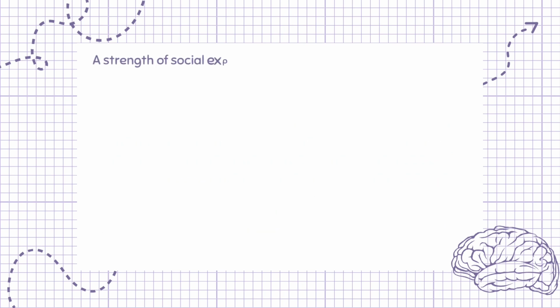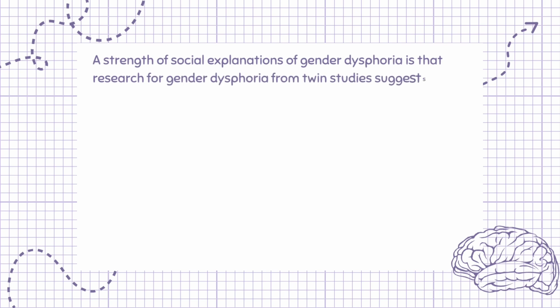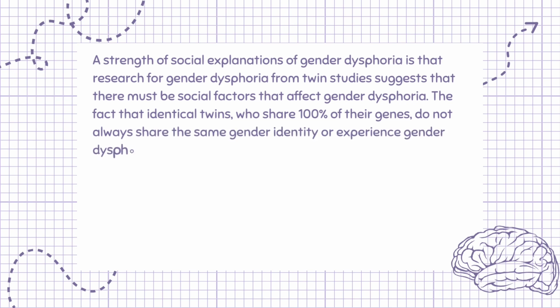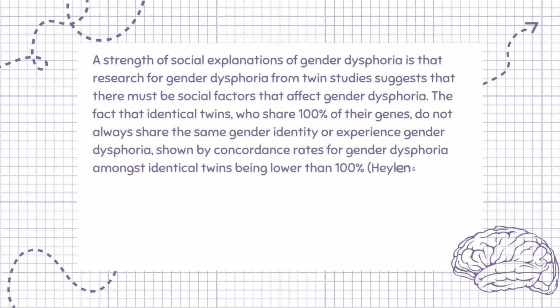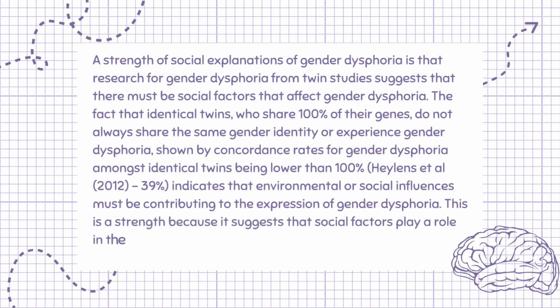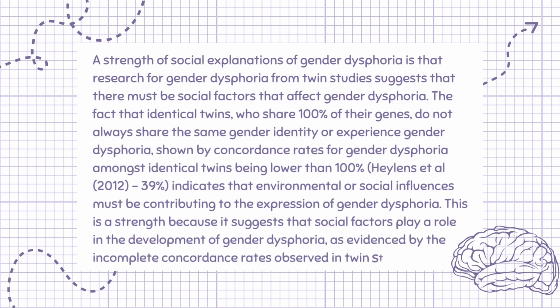A strength of social explanations of gender dysphoria is that research from twin studies suggests that there must be social factors that affect gender dysphoria. The fact that identical twins, who share 100% of their genes, do not always share the same gender identity or experience gender dysphoria, shown by concordance rates for gender dysphoria amongst identical twins being lower than 100%, Heylens et al., 2012, 39%, indicates that environmental or social influences must be contributing to the expression of gender dysphoria. This is a strength because it suggests that social factors play a role in the development of gender dysphoria, as evidenced by the incomplete concordance rates observed in twin studies.